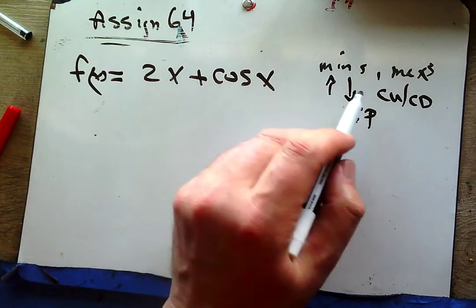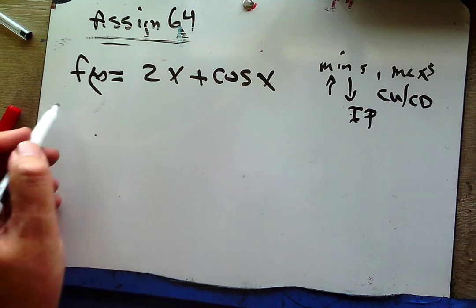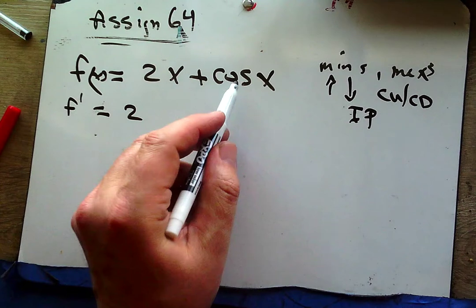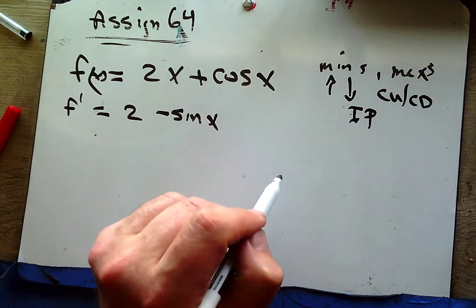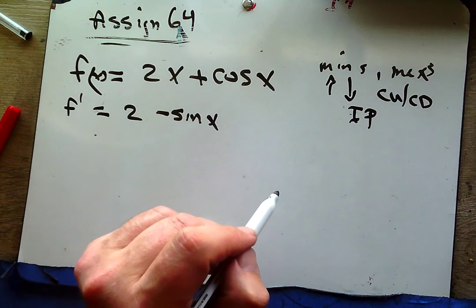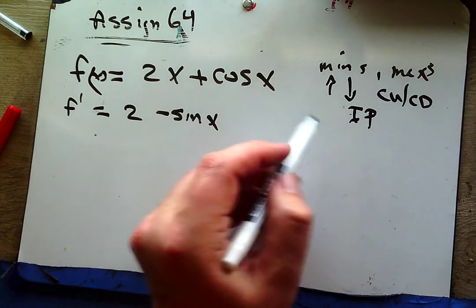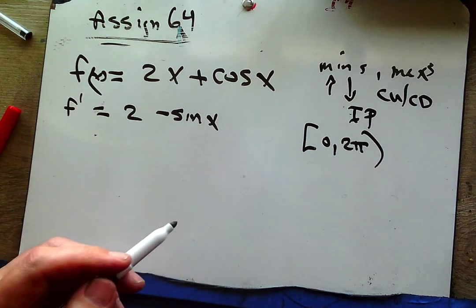Well, in order to talk about maxes and mins and increasing and decreasing with f, I need f prime. So that's going to be 2, derivative of cosine is minus sine. Okay. And I think I want to put a boundary on this. Shouldn't we have like 0 to 2 pi? Because otherwise this goes on forever.